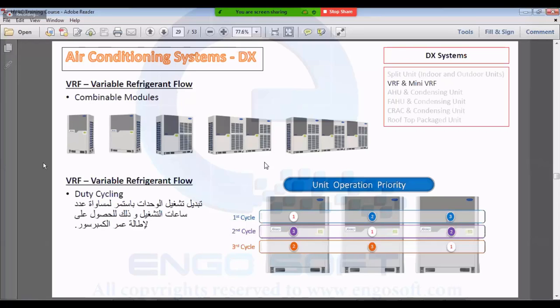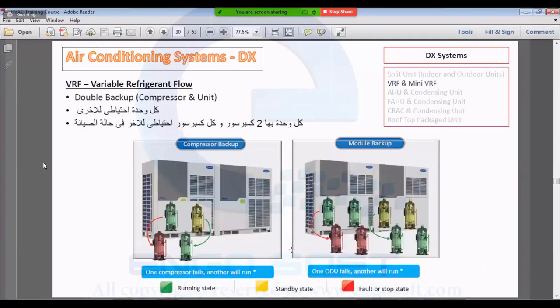Here we talk about how it works through several cycles. Cycle number 1 has a low flow rate. Cycle number 2 has an intermediate flow rate. Cycle number 3 has a higher flow rate. So they can operate together by varying the refrigerant flow.